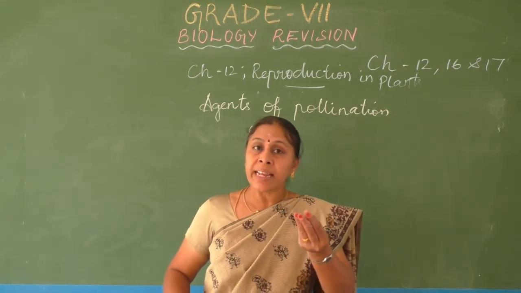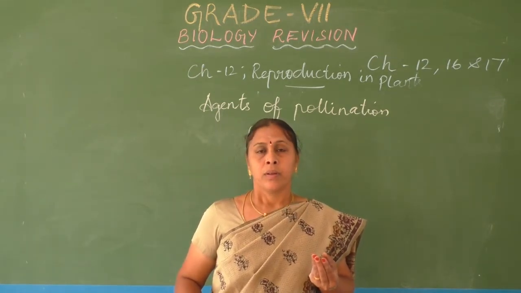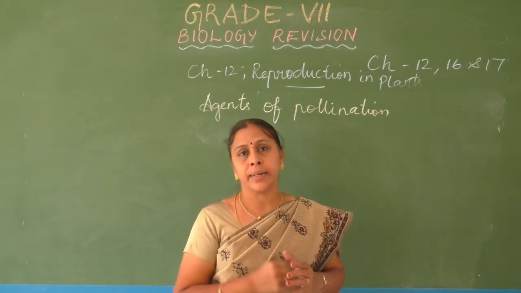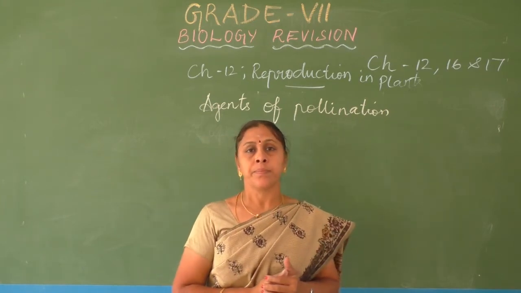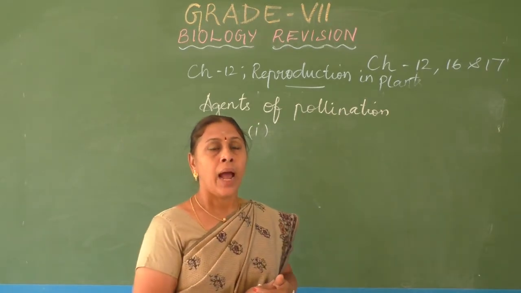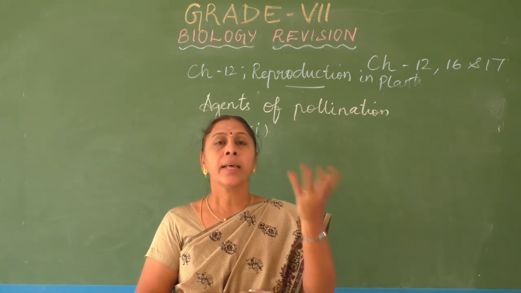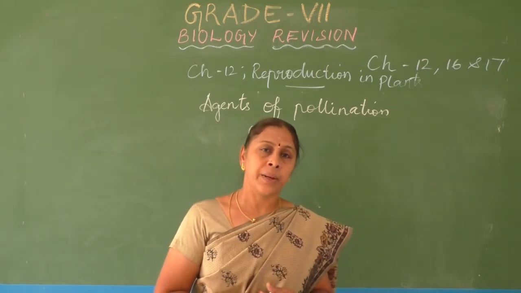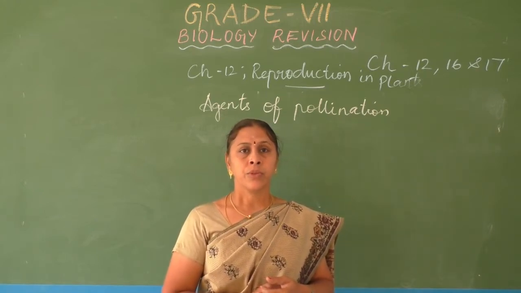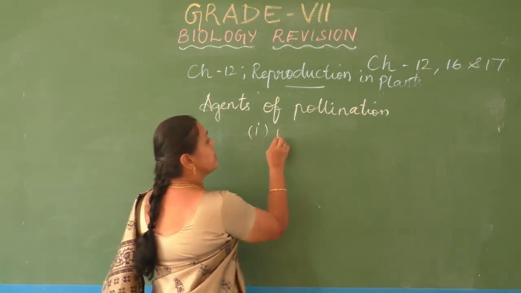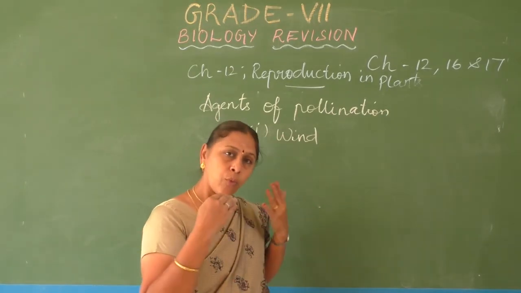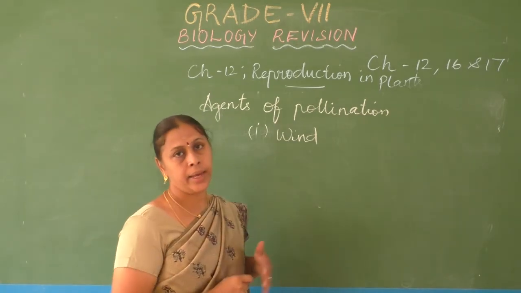As the pollen grains are very light, they will be carried away easily by the wind. When the wind blows, the lightweight pollen grains will be carried away and will reach some other plant and start to germinate. Fertilization will take place. So in this way, because of the wind, the pollen grains will be transferred from one flower or one plant to another, from one place to another.